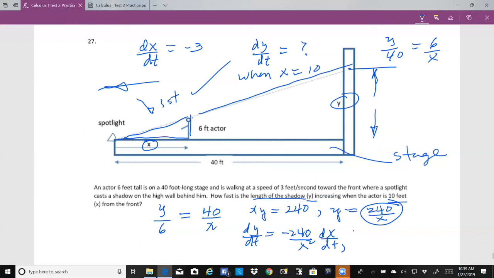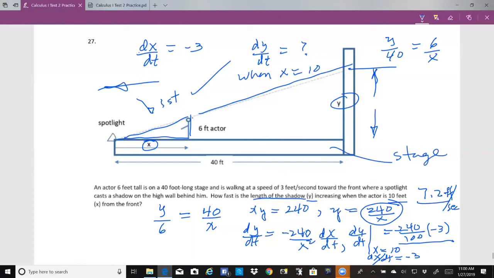And plugging in for x equal to 10 and dx/dt is minus 3, we get minus 240 over x squared, which is 100, times dx/dt, which is minus 3. And then we will find that this is equal to 7.2 feet per second. So the answer is 7.2 feet per second. And that is the review for test 2.